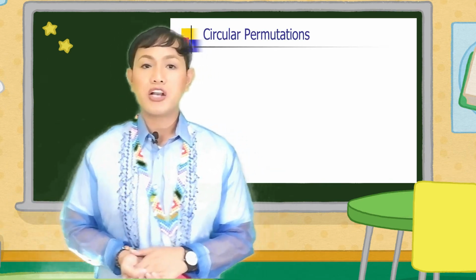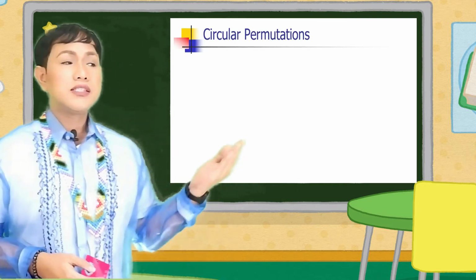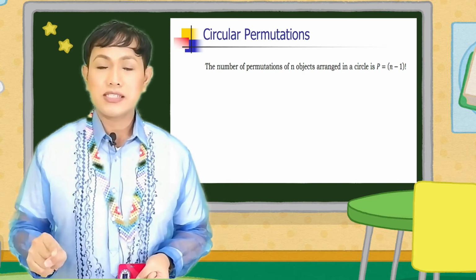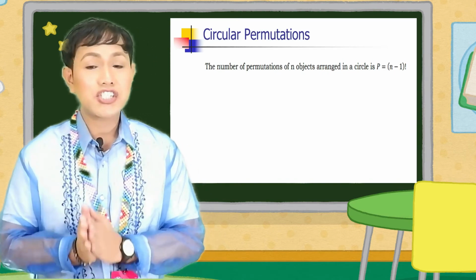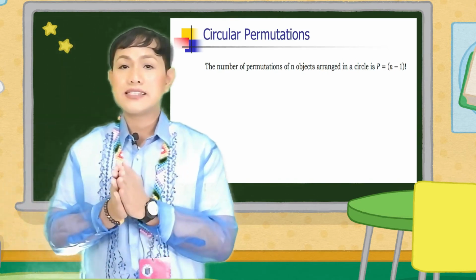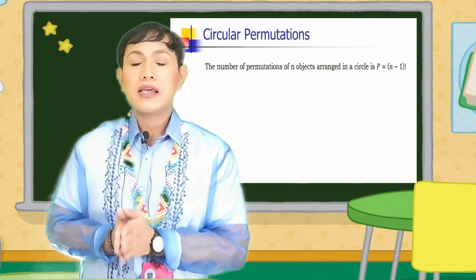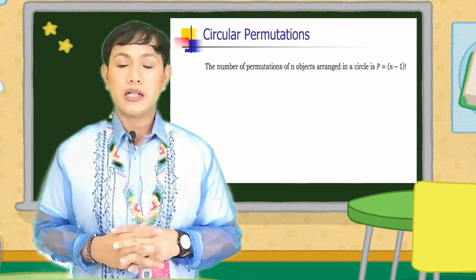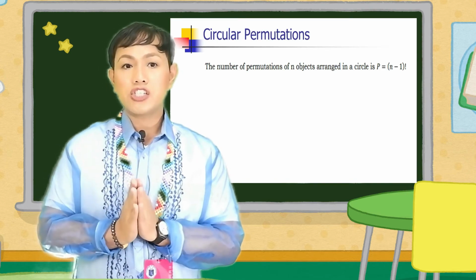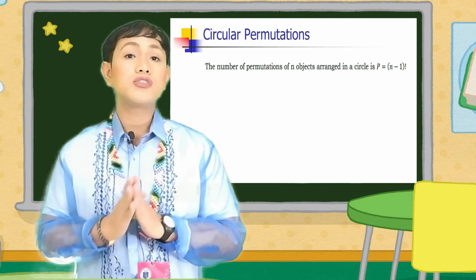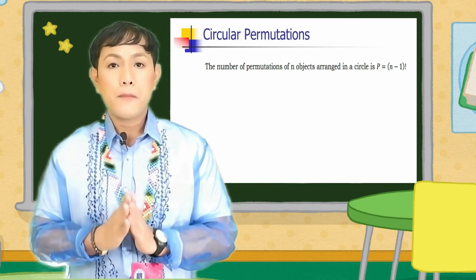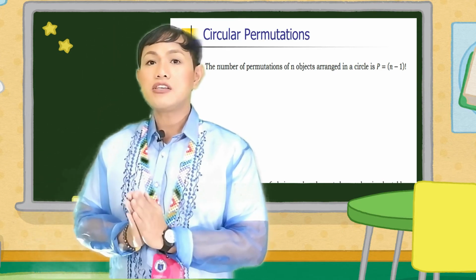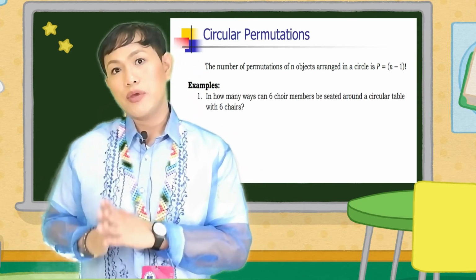Now, what are these circular permutations all about? Circular permutations, put simply, is just the number of permutations of n objects arranged in a circle. And this is expressed as P is equal to the quantity of n minus 1 factorial. Once again, the permutation for circular permutation is equal to the quantity of n minus 1 factorial. So, let us try to use such formula in these following examples.